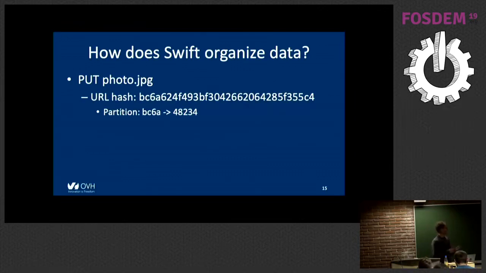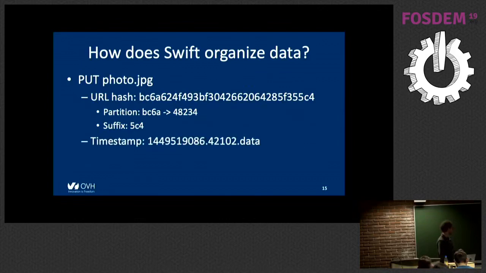That's really important because the Swift topology is described by the ring, and the ring will tell you that this partition goes to this and this and this object server. So we need this. Then the suffix, just the 3 last characters of the MD5 as ASCII. We'll see why we need this. And finally, the file itself is named with a timestamp, which is the time when you put the data, and the data extension.